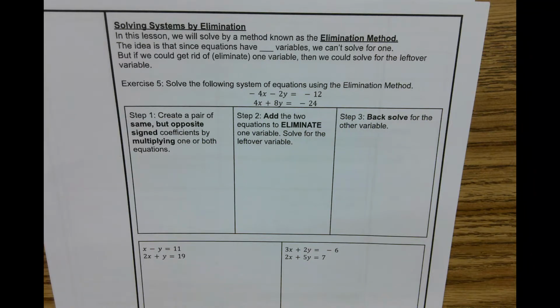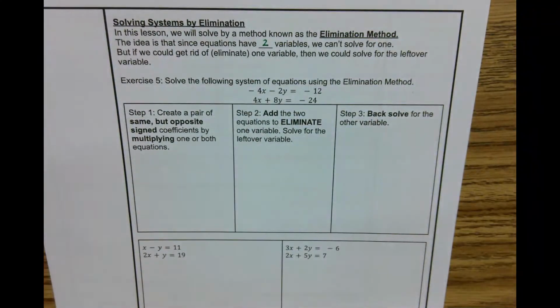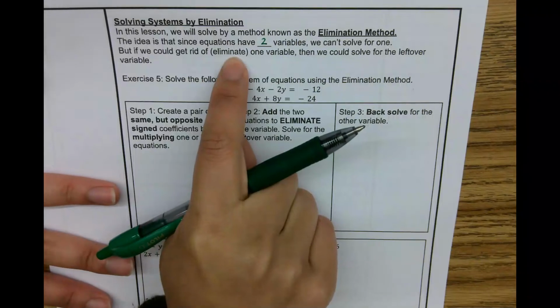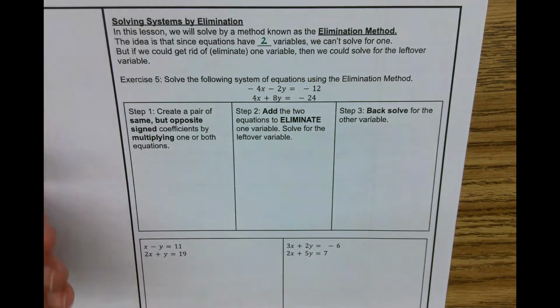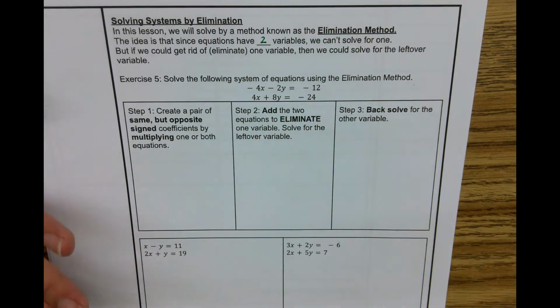And the idea is that since our equations have two variables, we can't solve for just one, right? What we have to do is eliminate or get rid of one variable. And when we do so, we can solve for that leftover variable we have. Okay? So we're going to start off with this system here. We're going to use the elimination method.